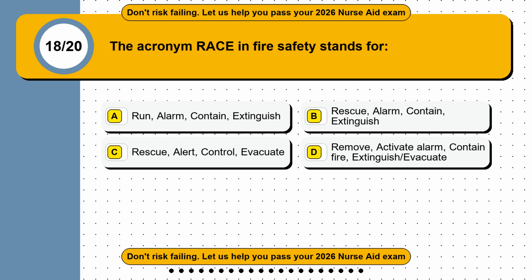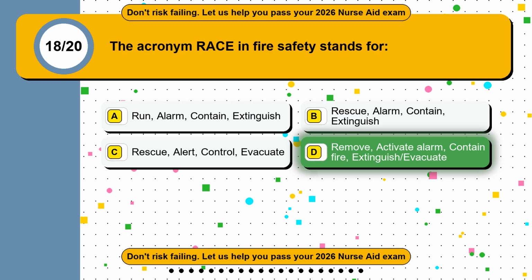Question 18. The acronym RACE in fire safety stands for: Option A, run, alarm, contain, extinguish. Option B, rescue, alarm, contain, extinguish. Option C, rescue, alert, control, evacuate. Option D, remove, activate alarm, contain fire, extinguish/evacuate. The correct answer is option D, remove, activate alarm, contain fire, extinguish/evacuate.